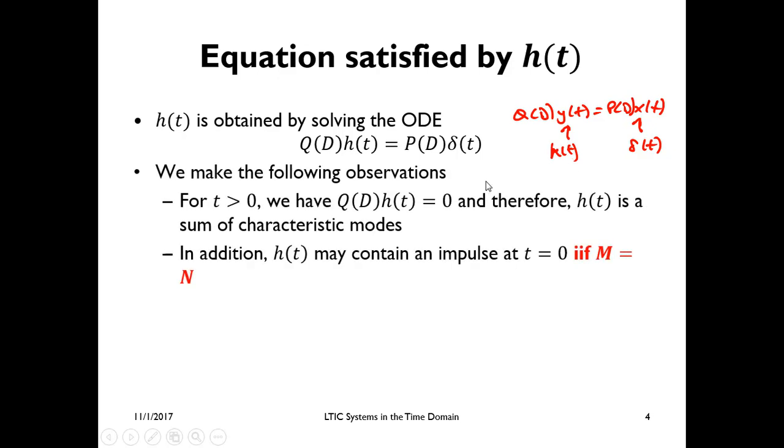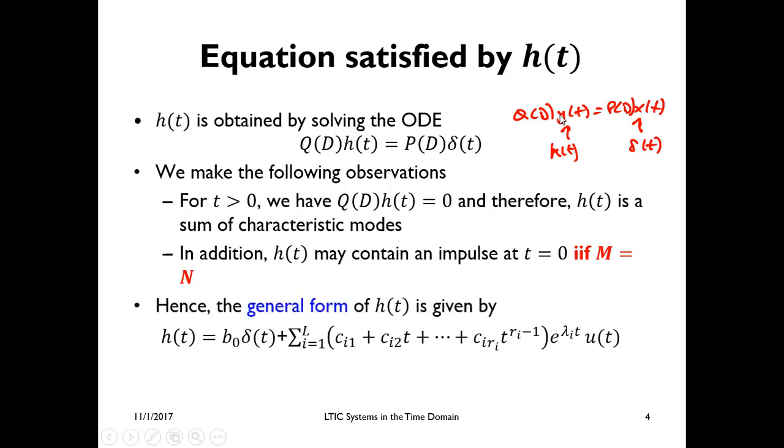Now, for time t positive, the impulse function is equal to 0 because the impulse function is only defined at time t equal to 0. As such, our differential operator Q acting on h is going to identically be equal to 0. This tells us then that h of t must be a sum of characteristic modes. Moreover, h may contain an impulse function at time t equal to 0 if m is equal to n, or if the order of the polynomial differential operator acting on our input signal is the same as the order of the polynomial differential operator acting on our output signal y of t.